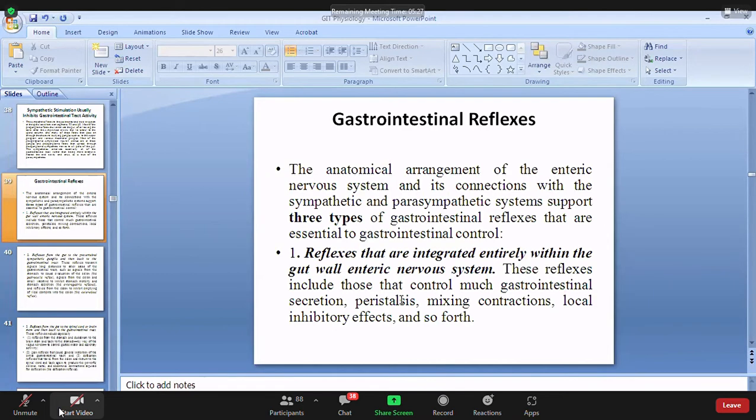Yes, sir. If you want to understand the GI reflexes, you have to understand the connection of the GI reflex along with the sympathetic and parasympathetic, along with the enteric nervous system itself.